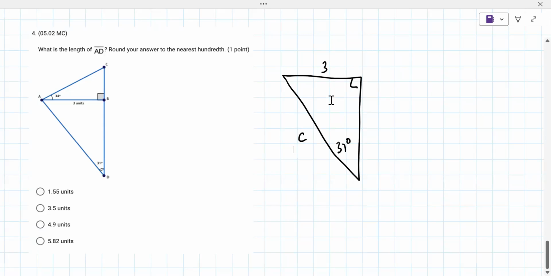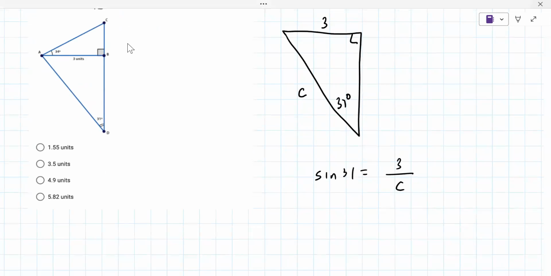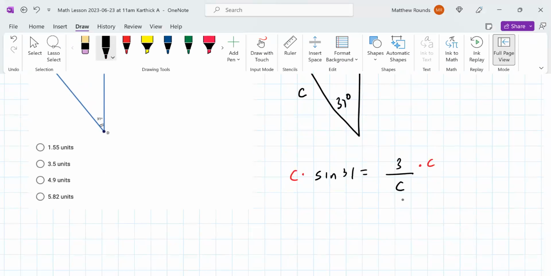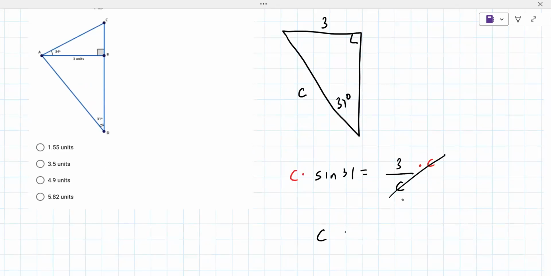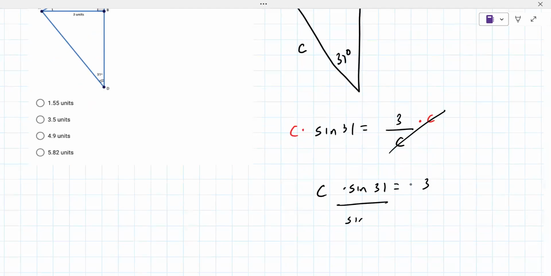What is 3 relative to this angle? Is it the adjacent or the opposite? The opposite. Yes. So it's the sine of 31 equals 3 over C. Now the question is, we haven't done one like this: how do you get the variable out of the bottom? The way to do that is to multiply both sides by C. So you cancel, C times sine 31 equals 3. And then you divide both sides by the sine of 31.